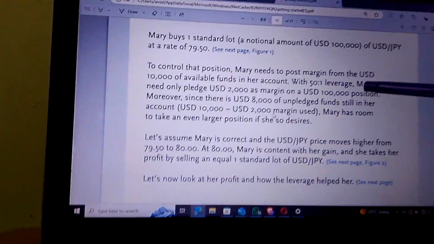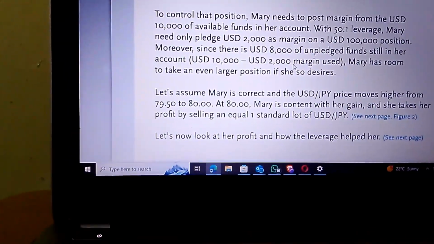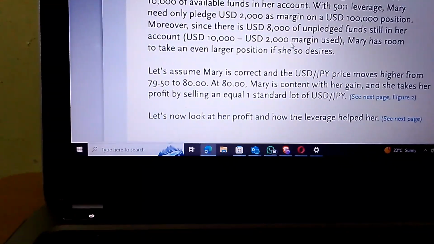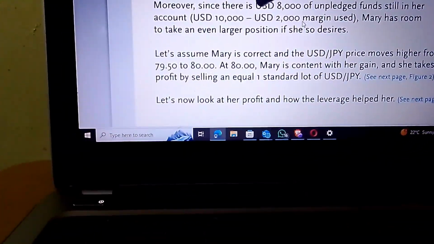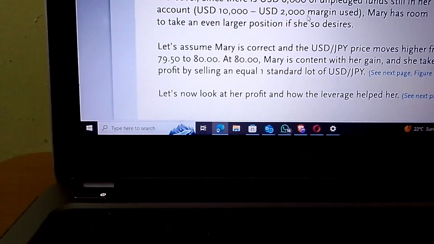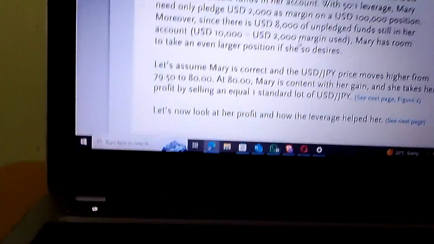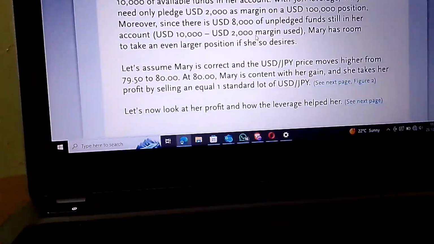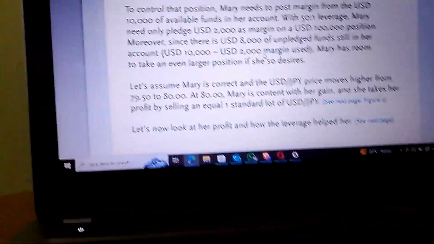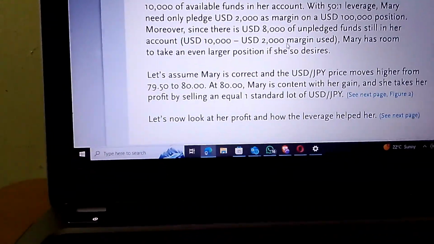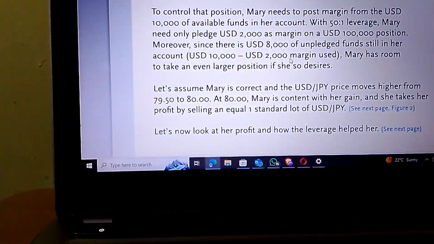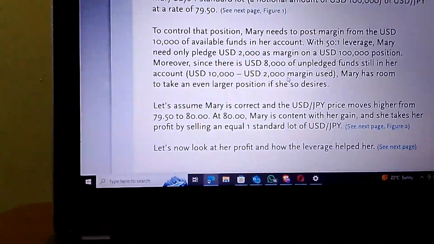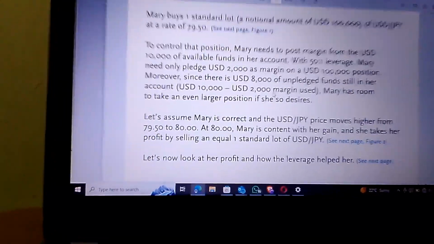So with 50:1 leverage, Mary need only pledge 2,000 USD as margin on a 100,000 USD position. So she'll only spend 2,000 of the 10,000 she had to trade with a position of $100,000. I hope that's clear. Moreover, since there is 8,000 US dollars of unused funds, she has room to take an even larger position if she so desires.